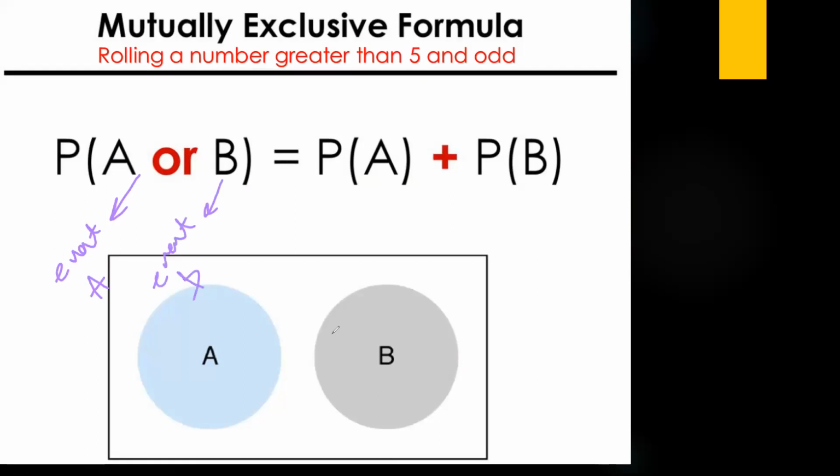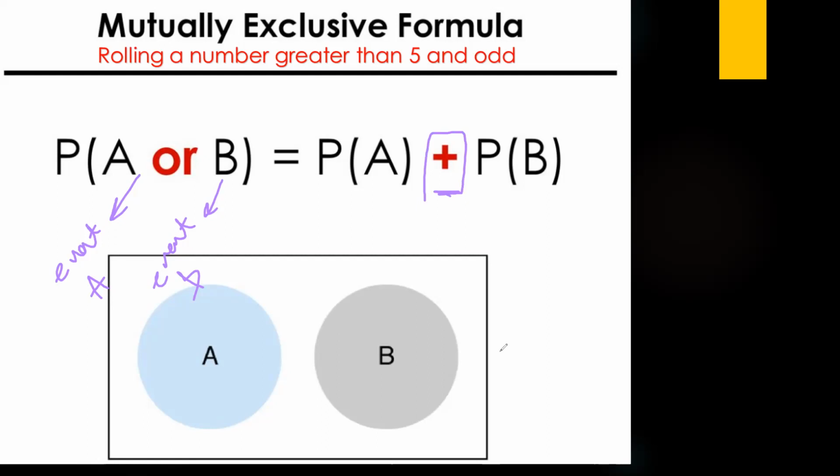Now, if I want to combine between them, as I told you, one of the ways to combine them is by OR. And for OR, we can classify them into mutually exclusive or non-mutually exclusive. The formula for mutually exclusive will be the probability of event A plus the probability of event B. So let's take an example now.